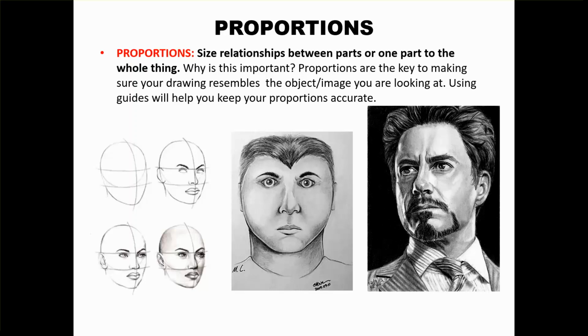So if you're drawing a light bulb, which you know that's coming, observe the top curve and compare it to the bottom curve so you can see how large it is in comparison to the bottom curve. So compare your shapes. Proportions are the key to making sure your drawing resembles the object or image you are looking at. Using guides, which we'll break down later this week, keep your proportion accurate, and that is so important. So those are our terms today, and then you will work on your drawing.